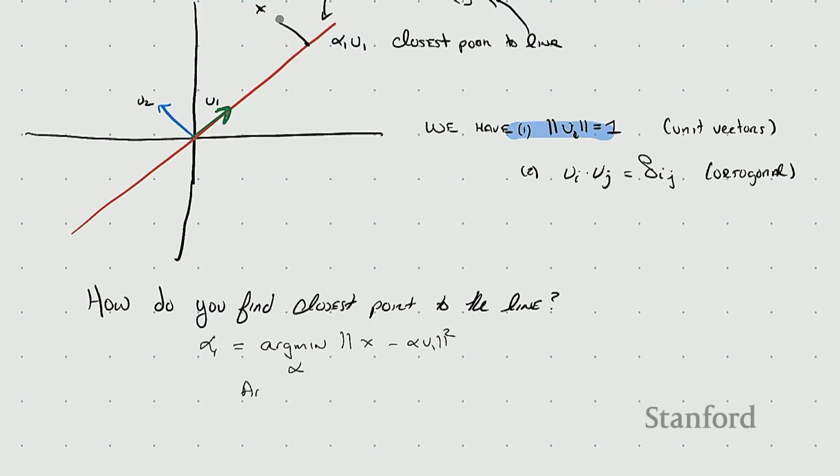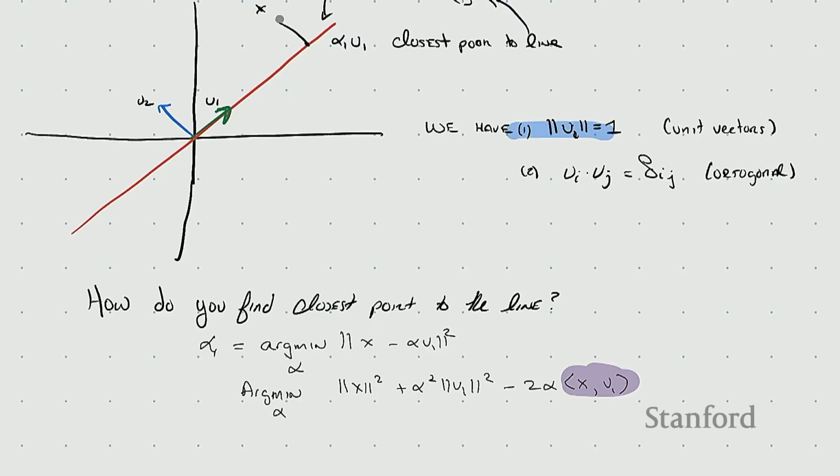The argmin. And I'm just going to expand this norm out. So it's x squared plus alpha squared u1 squared minus 2 alpha x dot u1. Okay? And I'm just writing the dot product in a notation, hopefully not too confusing. This is just the dot product. Just to make it clear without having little tiny dots to look at.